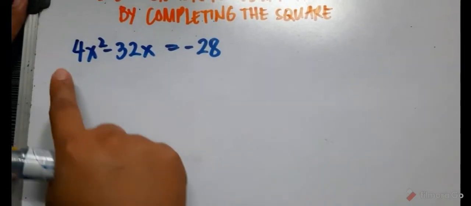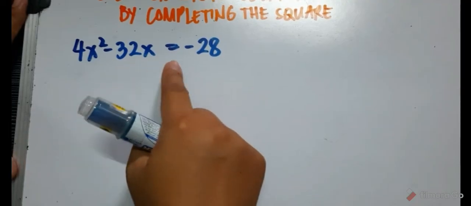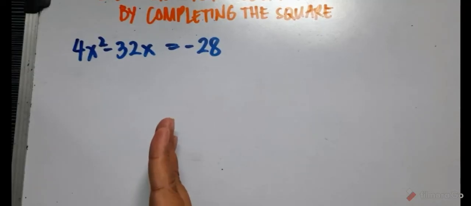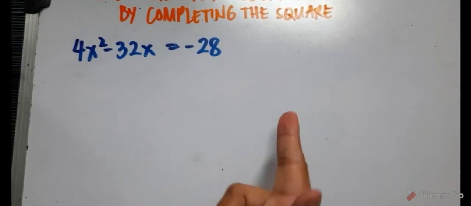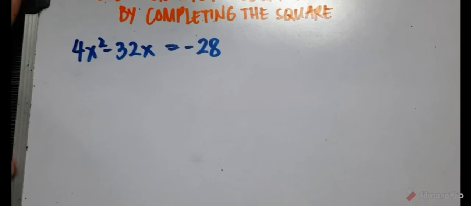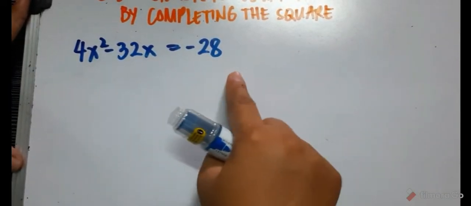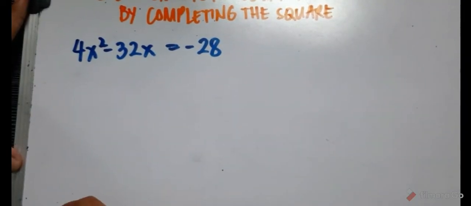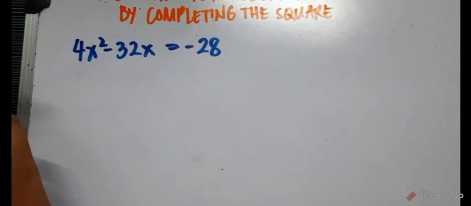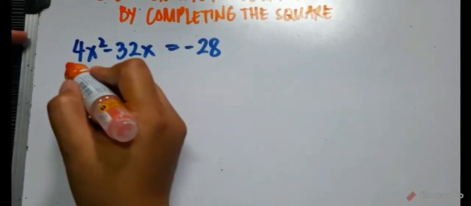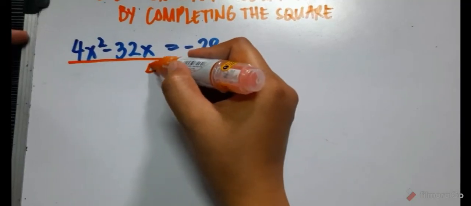Our given is 4x squared minus 32x is equal to negative 28. As we see, the left side of the equation has the variables, and the constant is already on the right side of the equation. First thing, we need to simplify this equation. As you see, there is a GCF for each numerical coefficient and constant. The GCF of this is 4. So we are going to simplify this by dividing everything by 4.